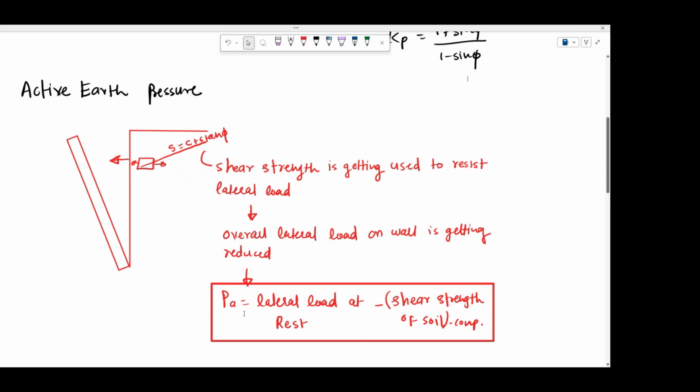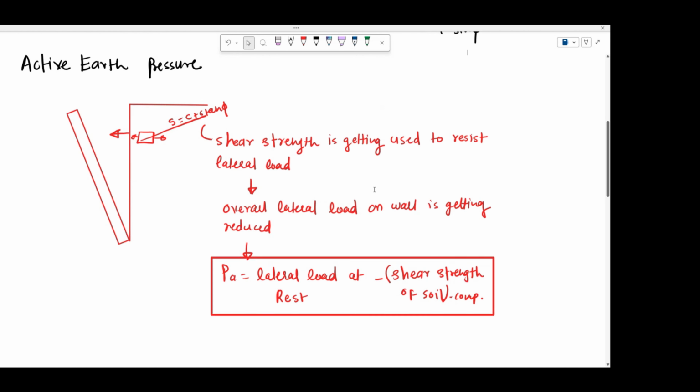Active earth pressure is nothing but your lateral load at rest condition minus whatever component of the shear strength of the soil is helping us reduce the lateral load. So that's why the active earth pressure is reduced a bit as compared to at rest earth pressure.